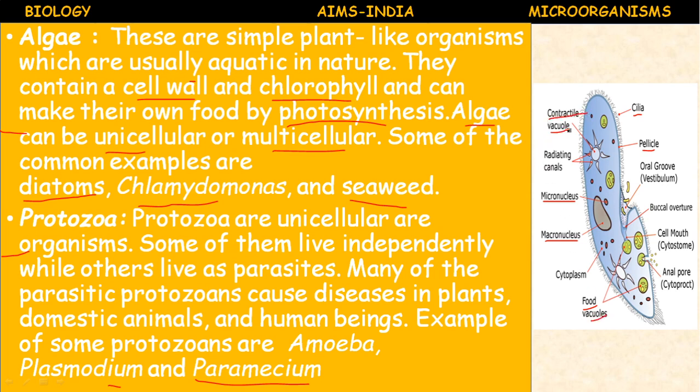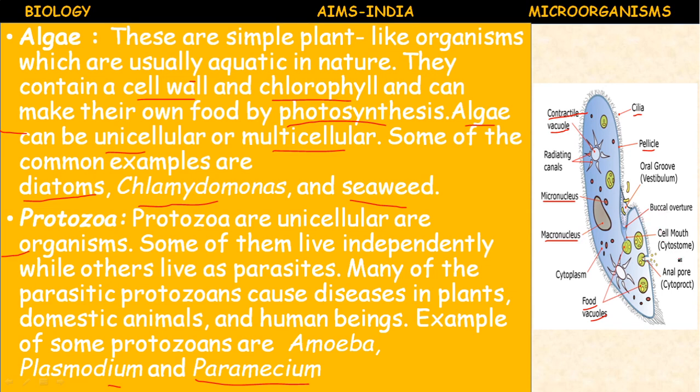The food vacuole helps in the digestion process. The contractile vacuole is important because these animals live in fresh water, so there is a chance of more fresh water entering their body due to osmosis. To overcome that problem, the contractile vacuole helps the animal regulate the water content in the body. Osmoregulation means removing excess water from the body. The contractile vacuole is an osmoregulatory organ.